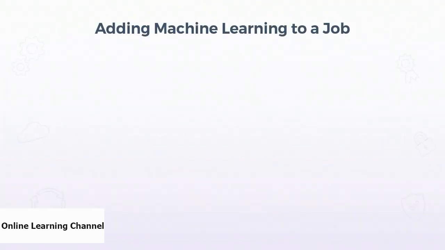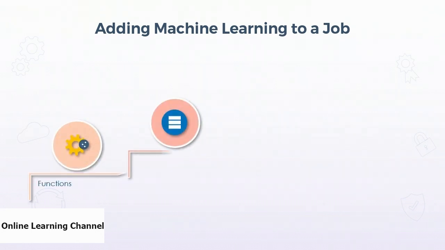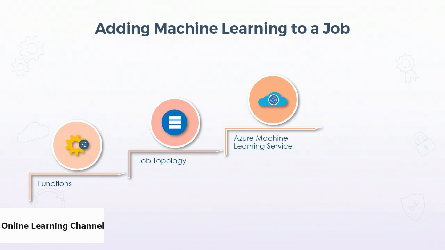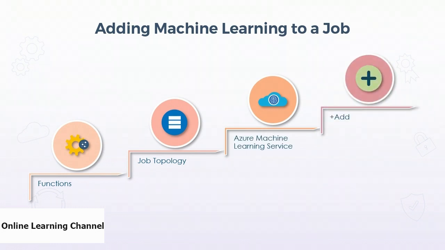Adding a machine learning UDF is as easy as adding any other type. First, you click Functions under the Job Topology section in the main menu, and then choose Azure Machine Learning Service under the Add options.